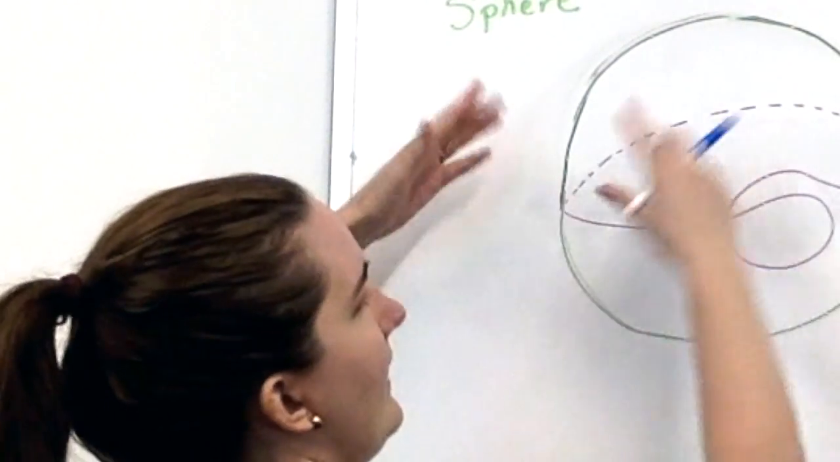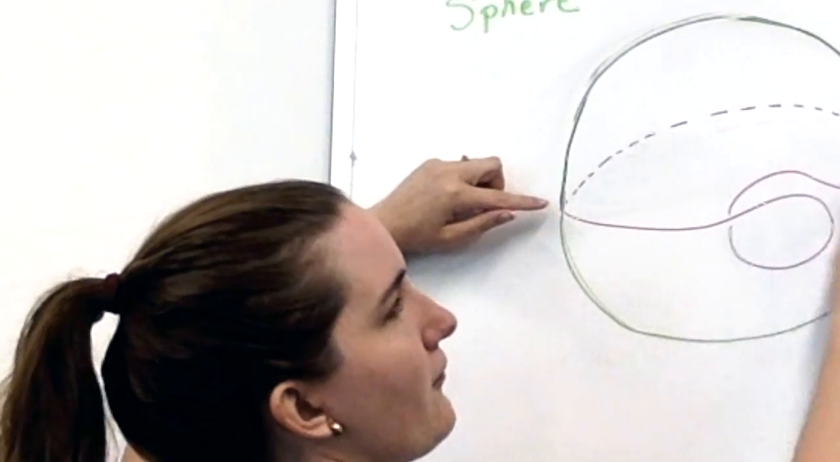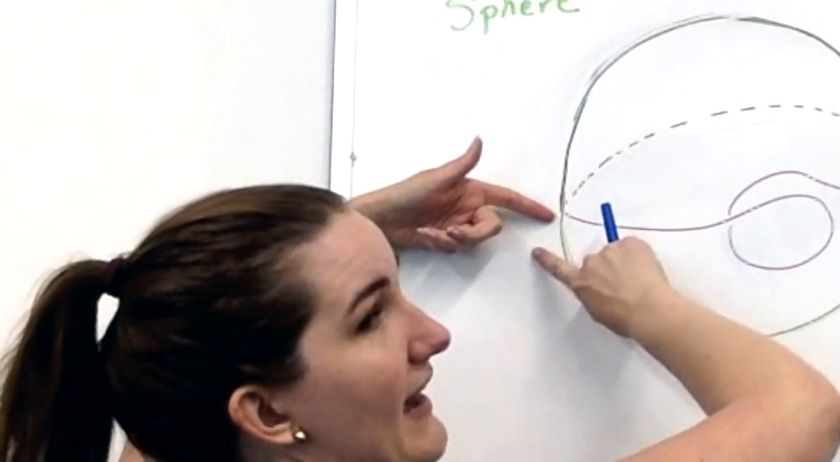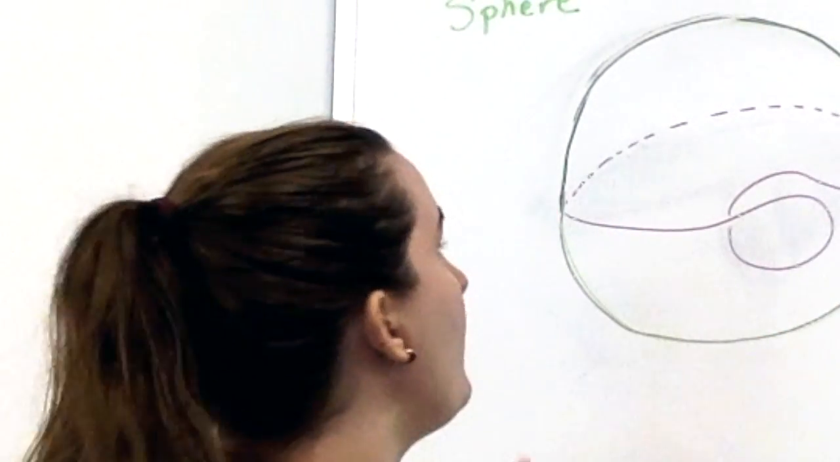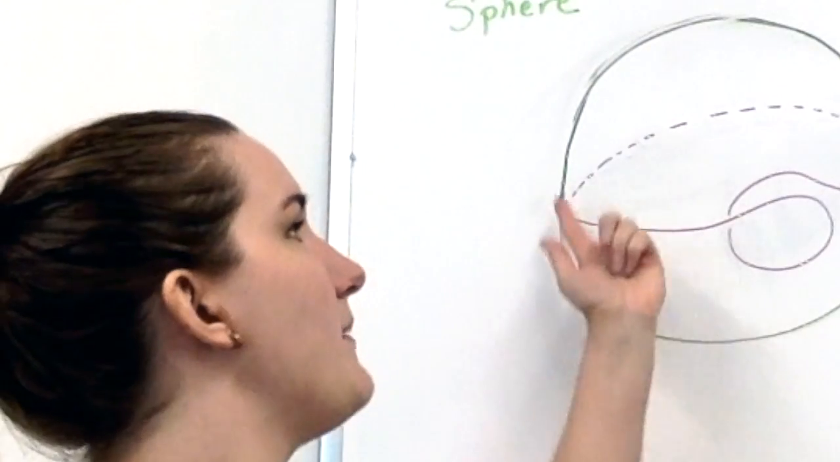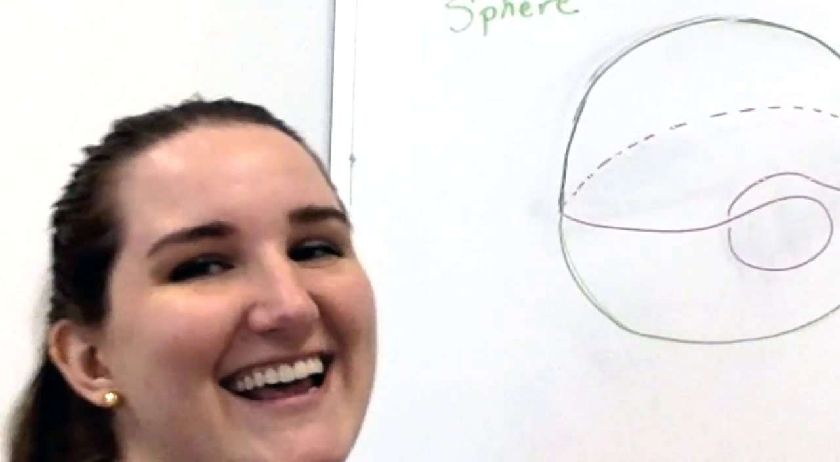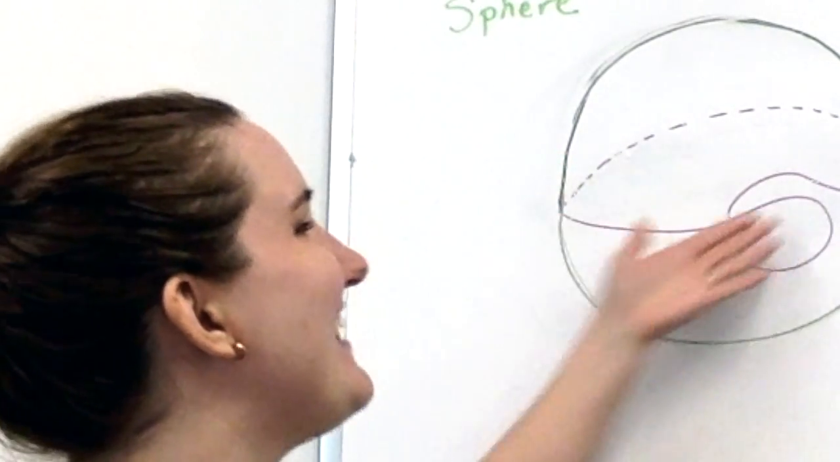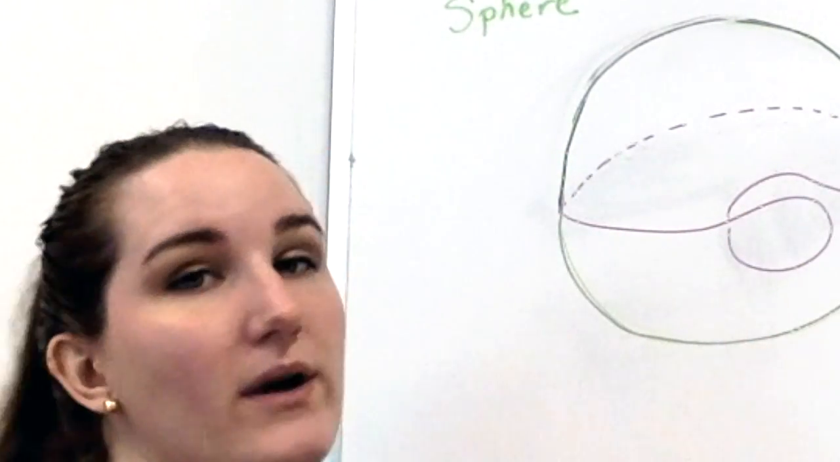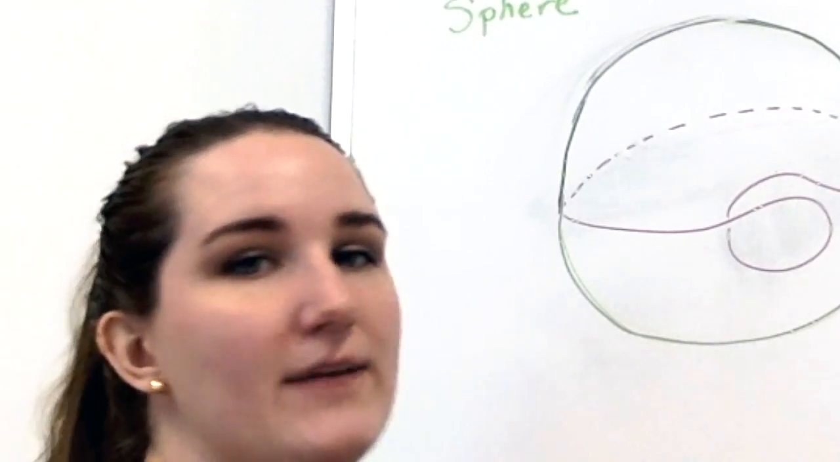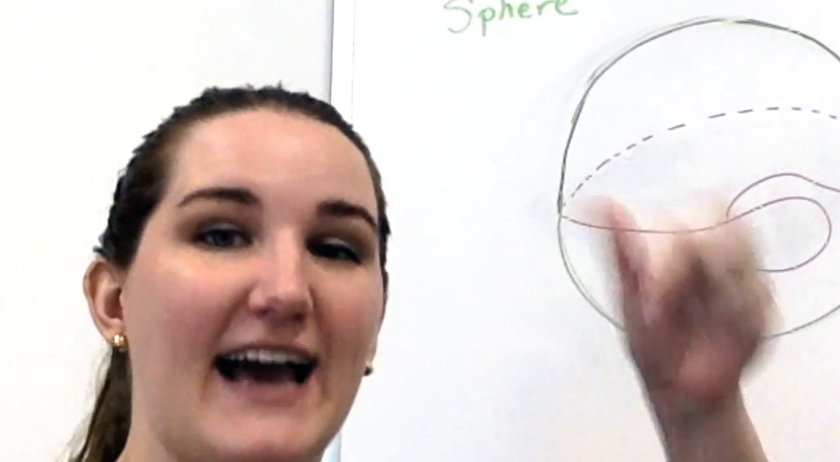So we have a sphere, and this piece is in front of the sphere. This piece is on the back side of the sphere. There are no virtual crossings because nothing from the back crosses over anything that is in the front. But what we are going to do is create a Reidemeister 1 type move, just like a half twist.